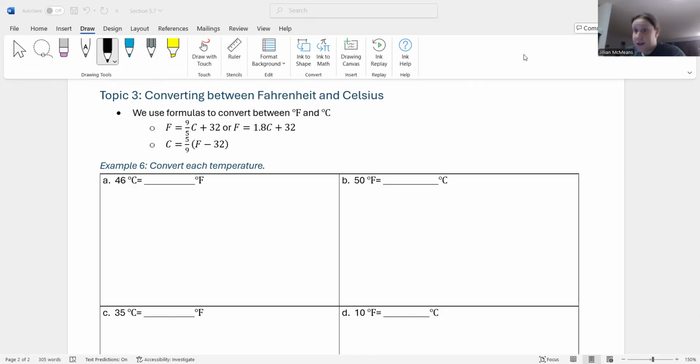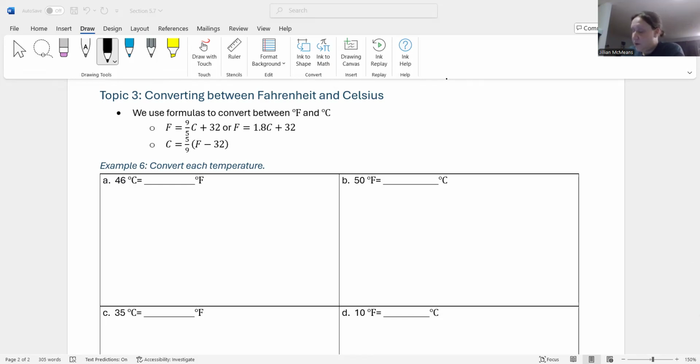Last up for this worksheet is topic 3, where we're going to convert temperatures from Fahrenheit to Celsius or from Celsius to Fahrenheit. And we do have two formulas, okay? So this is a little bit different than measurement conversions where we have some conversion and we use dimensional analysis. This we're just really using formulas, okay? So we have kind of two formulas, but they're exactly the same that take us from Celsius to Fahrenheit. And then we have one formula that takes us Fahrenheit to Celsius.